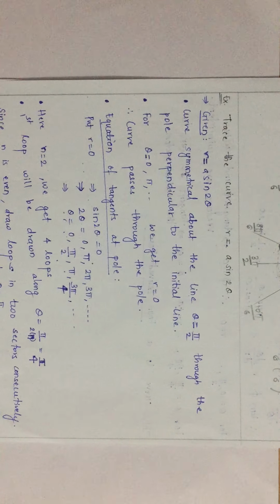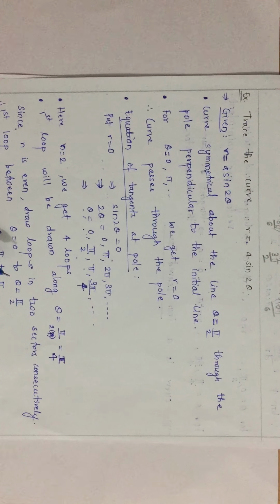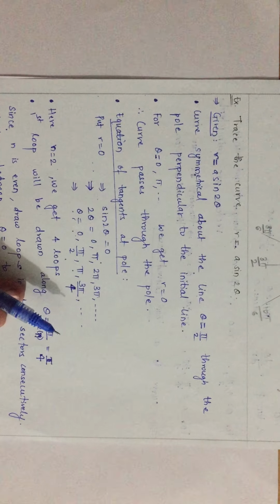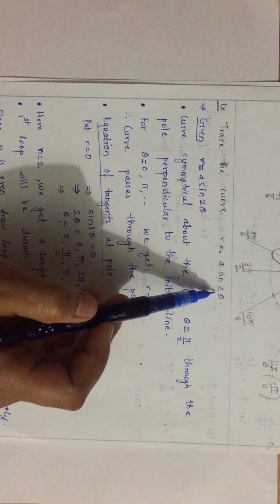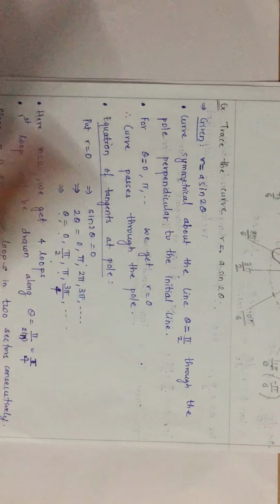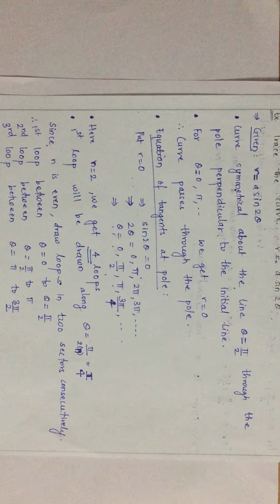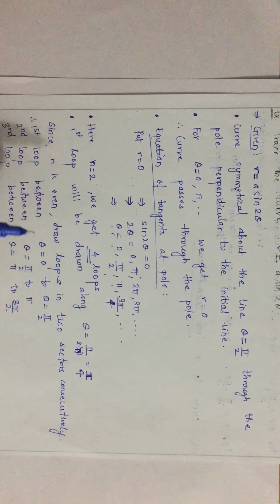Next we need to check how many loops will exist for this curve. The number of loops depends on the value of n. If you observe, n is here 2, that is even, and since n is even, we will get 2n loops, that is 2 into 2, that is 4 loops. So this curve will have 4 loops.